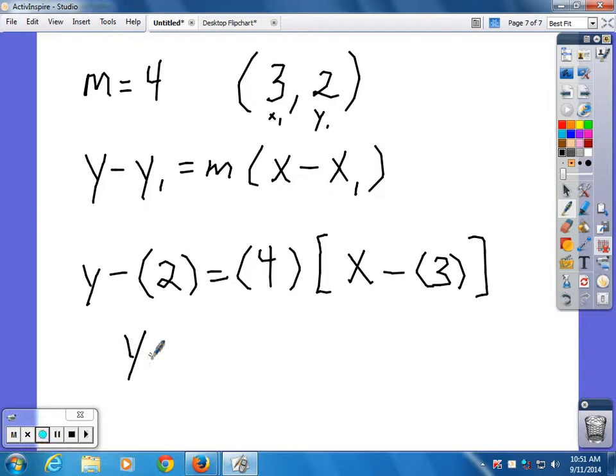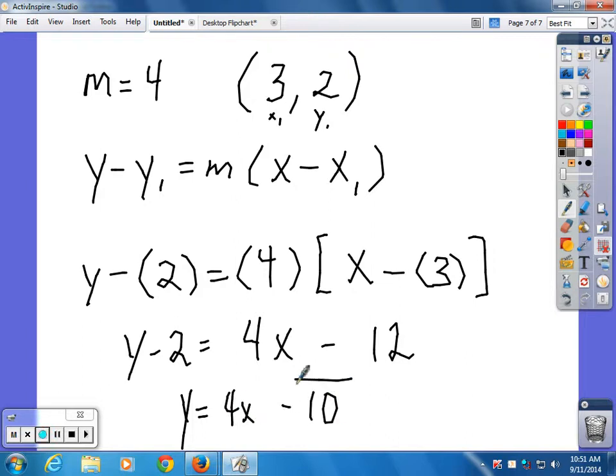Y minus 2 is equal to 4x minus 12. And then y is equal to 4x minus what? And those are the three type problems that you'll be given with your homework or your test. Now let's look at the one that we initially started with.